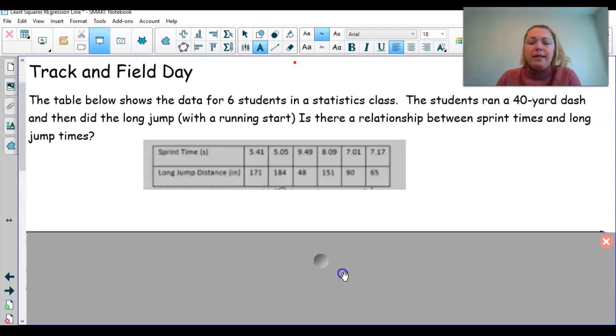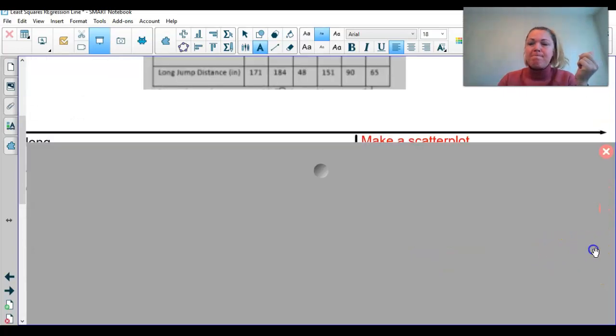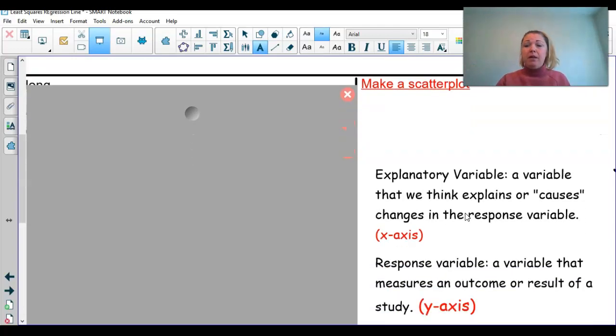Well, in statistics, we have 2 definitions that you need to know. One of them is an explanatory variable, and one of them is a response variable, okay? So I want us to get that down right now. An explanatory variable is a variable that we think explains or causes changes in the response variable, okay? The response variable is a variable that measures an outcome or a result of a study.